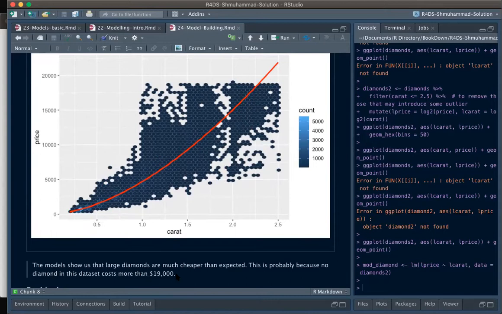So it looks like in this data set, there's an upper limit of the price, which appears to be around $19,000.